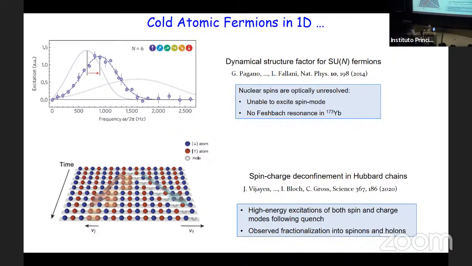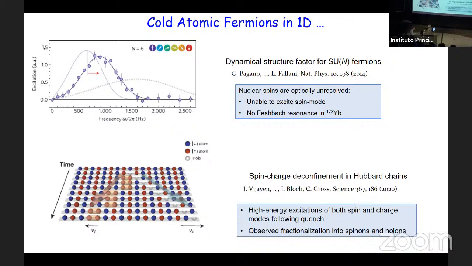The issue about this experiment from the sake of comparing with linear liquid theory is that this deconfinement transition is an explosion, and it's not a low energy excitation. It's a relatively high energy excitation.